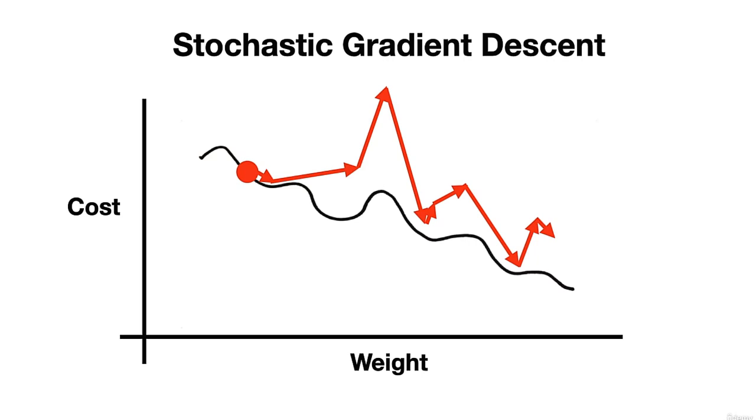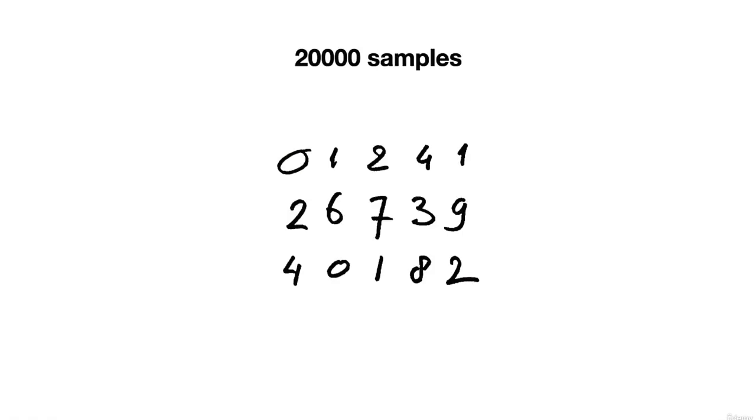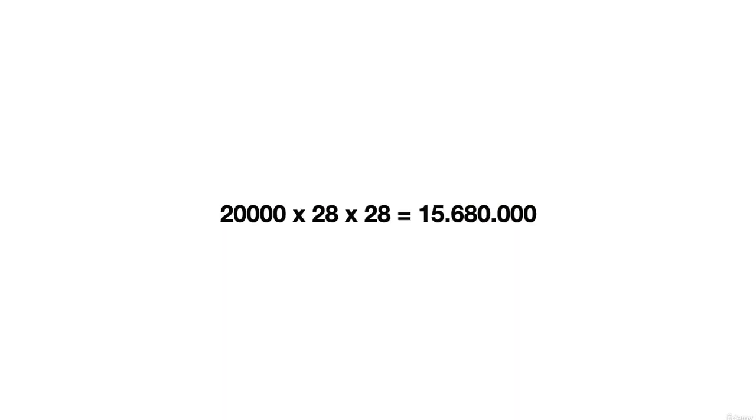So which one do we choose? Batch gradient descent or stochastic gradient descent? Let's look at the challenge ahead. The training set we will use for the handwritten numbers contains 20,000 samples. Each sample is a picture of 28 by 28 pixels. To calculate one neuron in the hidden layer, 15 million calculations have to be made, and everything needs to be stored in memory. Add a few neurons and it will bring any regular computer to a halt.